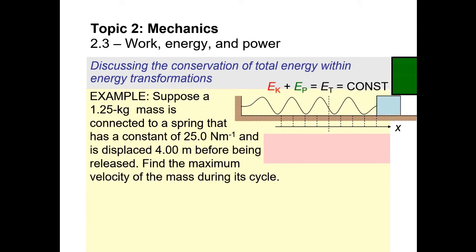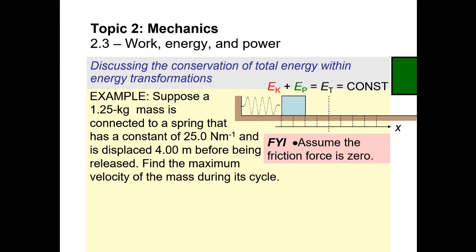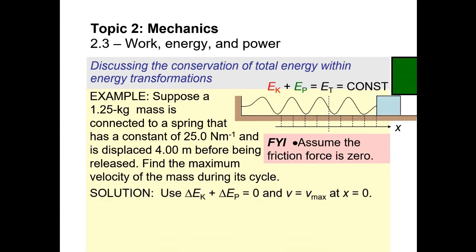Ek plus Ep equals Et. Assume the friction force is 0. So we use the conservation of energy formula. Change in kinetic energy plus change in potential energy equals 0. When x equals 0 here, velocity reaches maximum.